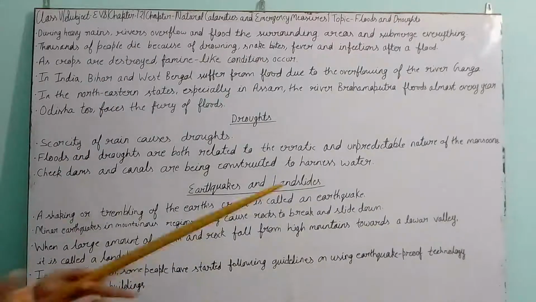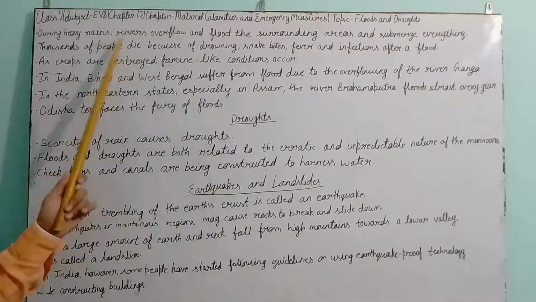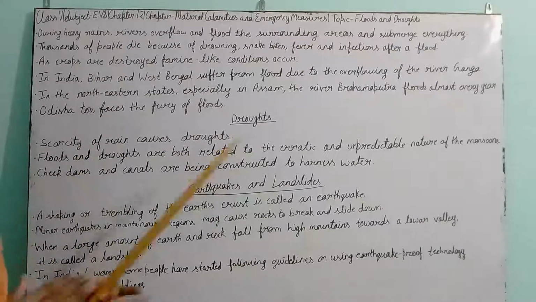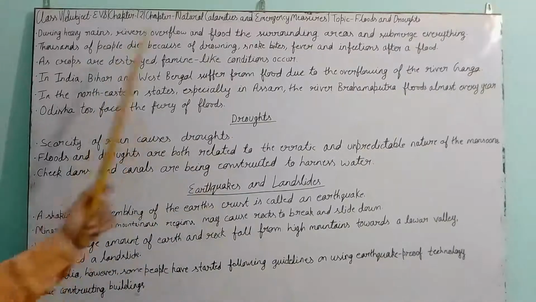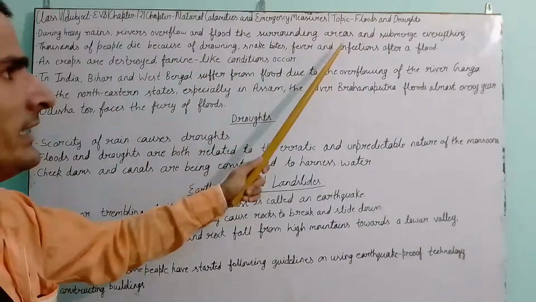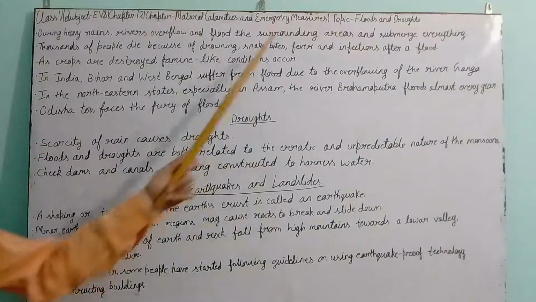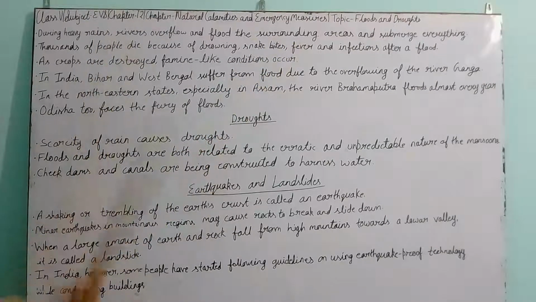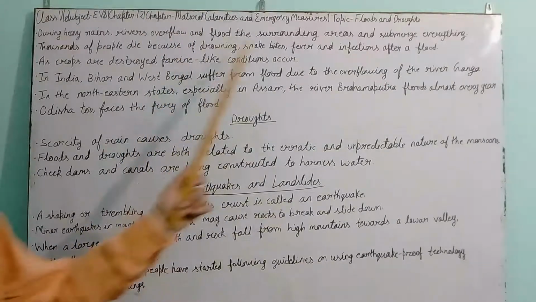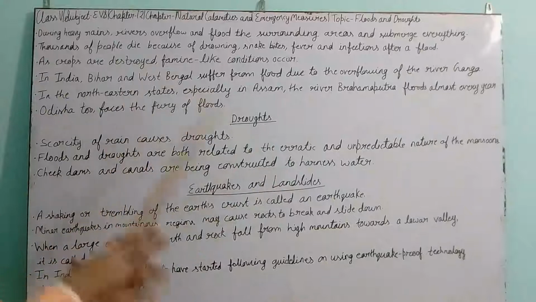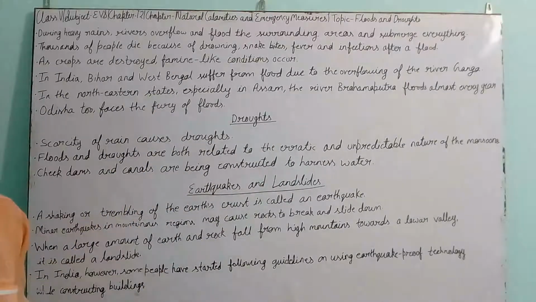Too much water collects in the rivers and they start overflowing. The water comes out of the rivers and flows to the other side, flooding the surrounding areas and submerging everything. The areas around the rivers get covered with water, and everything in the surroundings of the river is submerged.